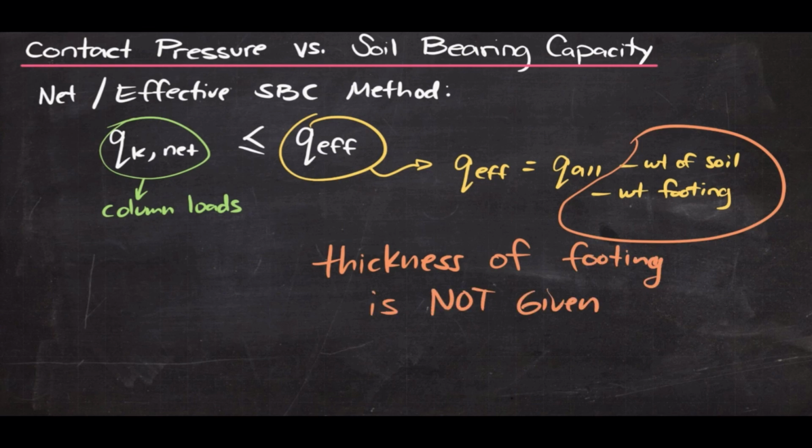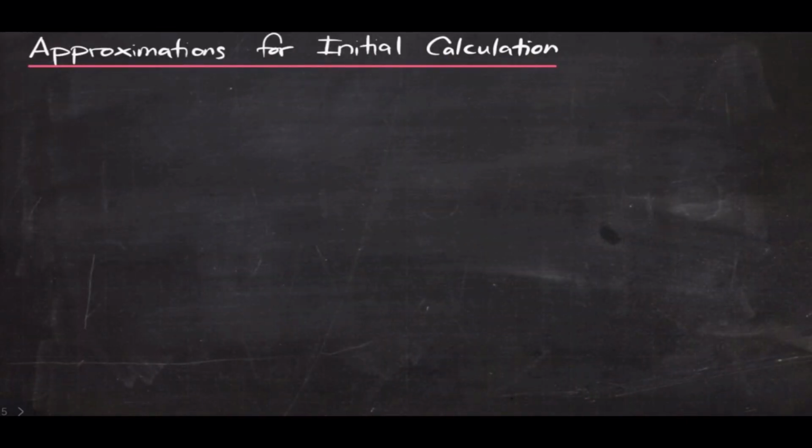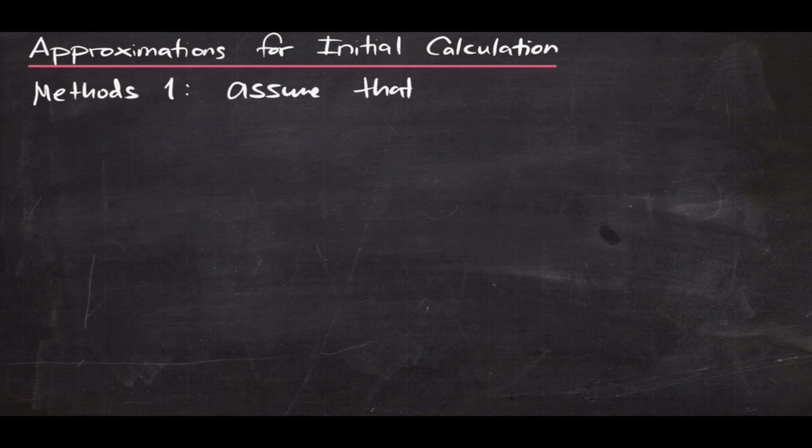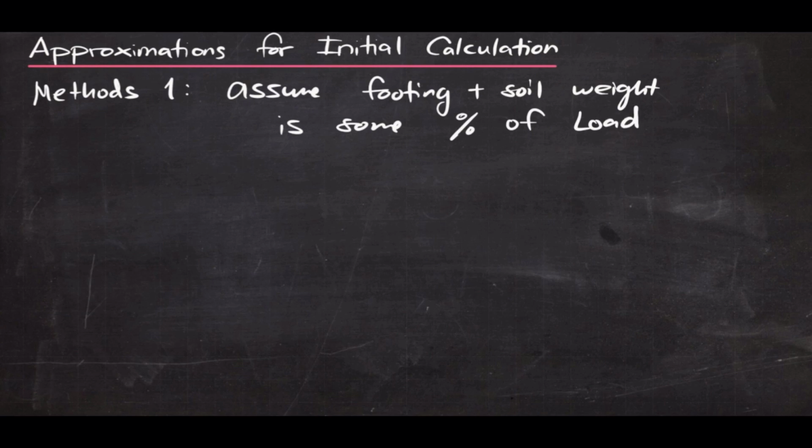So now what we do is we estimate first what is the thickness of the footing. There are two general methods that are used here in the Philippines. The first method, or actually in other parts of the world, this is also used: we assume that the footing and soil weight is a certain percentage of the loads. For example, I sometimes see the estimation that this weight would be about 10% of P.